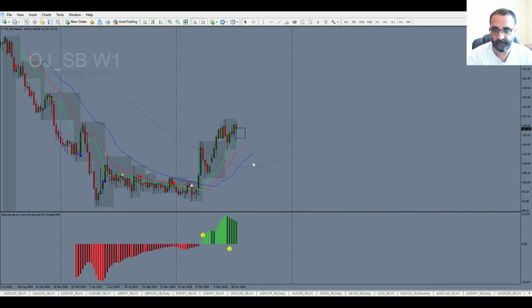Let's go to the weekly chart, and what we see on the weekly is that it's probably done two waves here, 3 and 4, 3, 4, 5. So it's probably going to go sideways or come down.